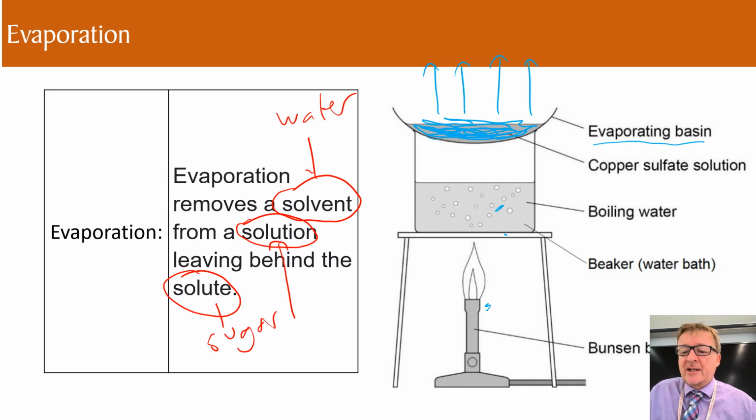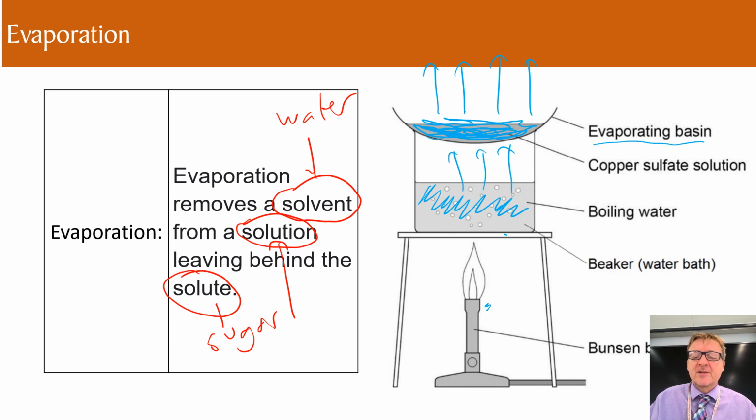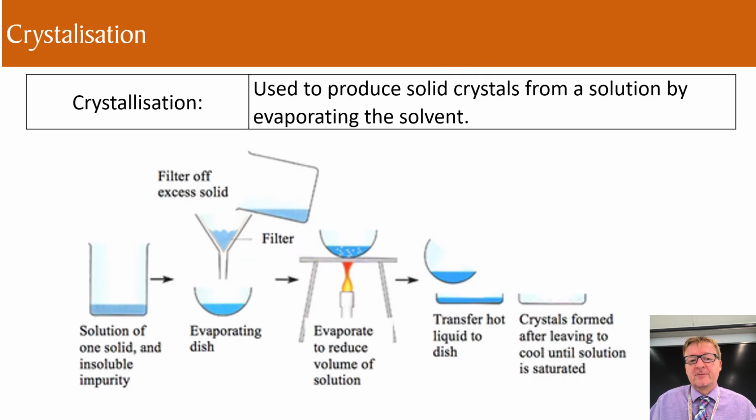Now the reason why this has a beaker underneath it is just to do it a bit slower. The water here boils and it heats up the evaporating basin much more slowly. It's a bit like when you're melting chocolate at home where you put it over the top of a saucepan. Okay, so that's evaporation.